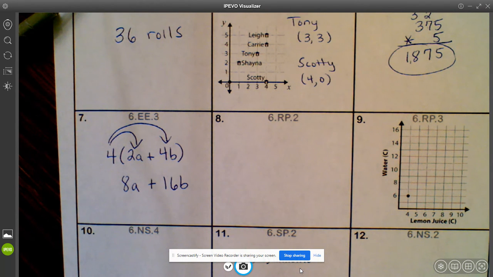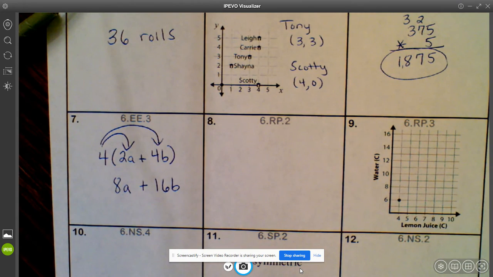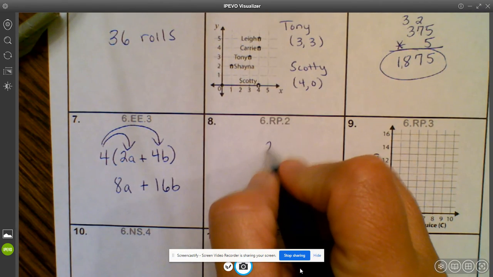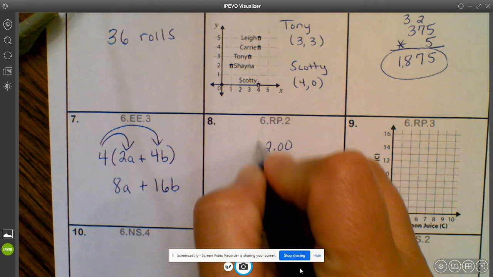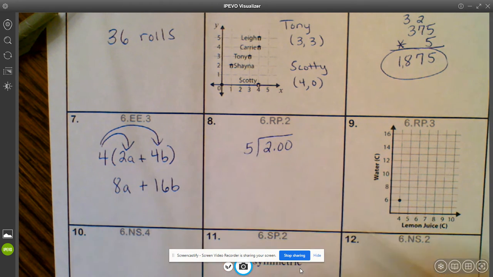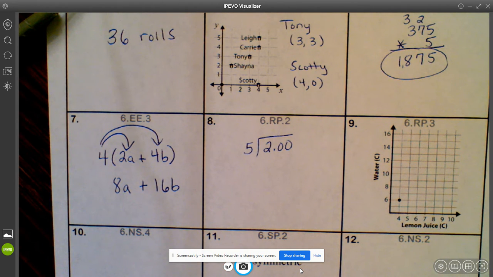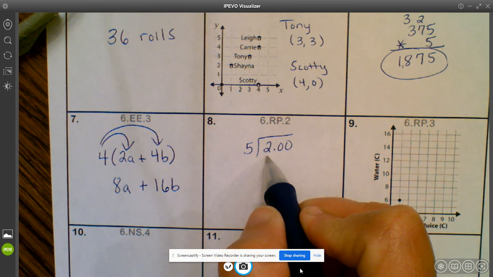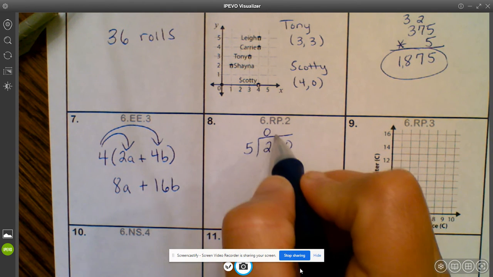Number 8, a supply store sells 5 rulers for $2. What is the unit rate in cost per ruler? So we're looking for the cost of 1 ruler. So if we have $2 for 5 rulers, we're going to take $2 and divide it by 5 to find the cost of 1 ruler. How many groups of 5 will go into 2? It won't, so we'll put a 0 up here.